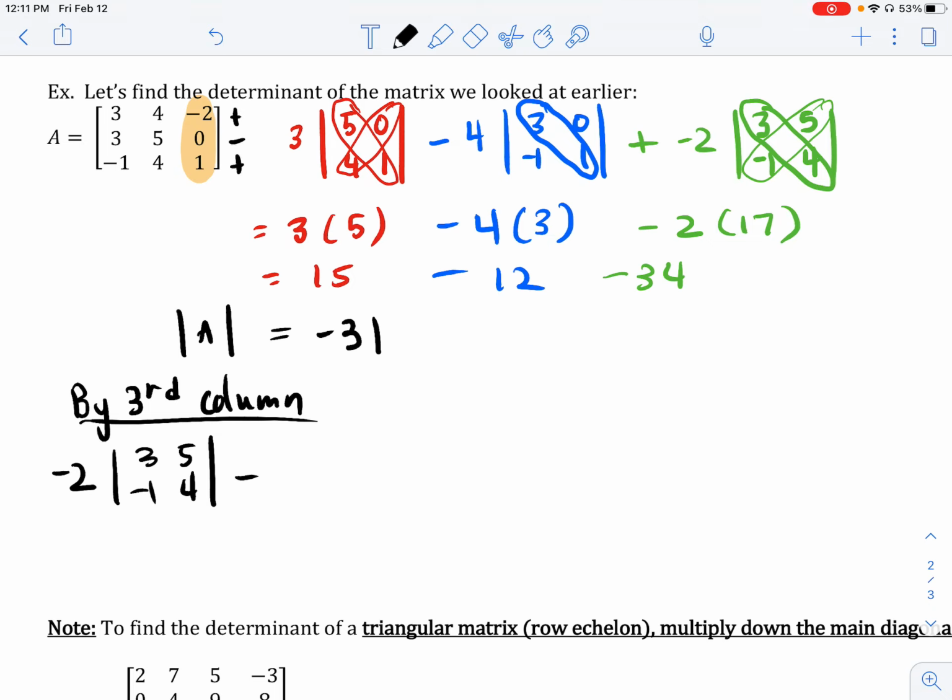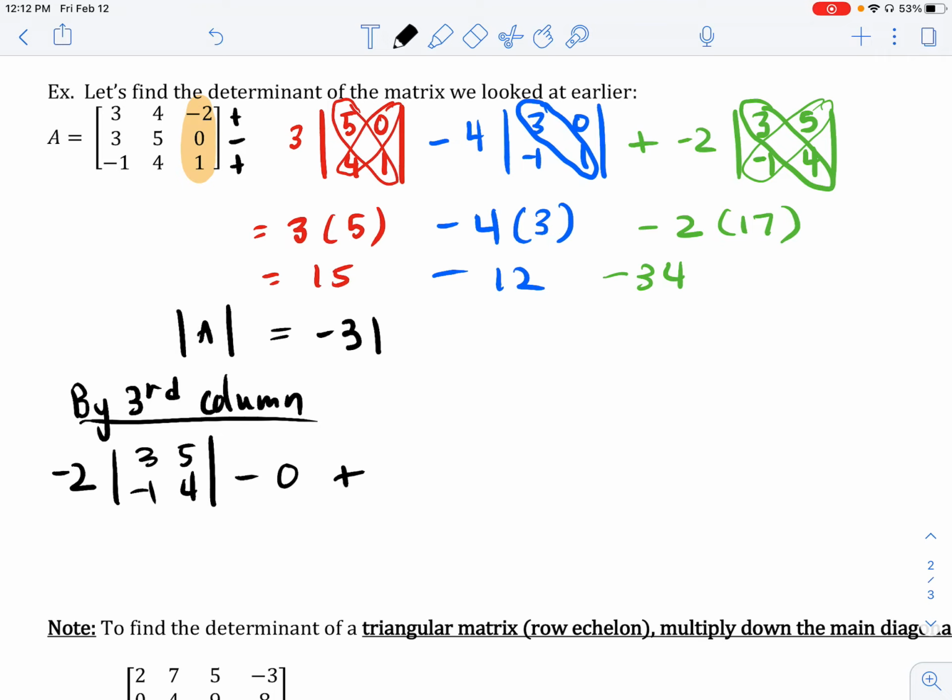Now, from here, before I even set this up, I know that I'm going to be doing 0 times something. The whole point is I know I'm going to be multiplying 0 by something, so I don't really care about that. I can just say -0. I know the result is going to be 0 because anything times 0 is 0.